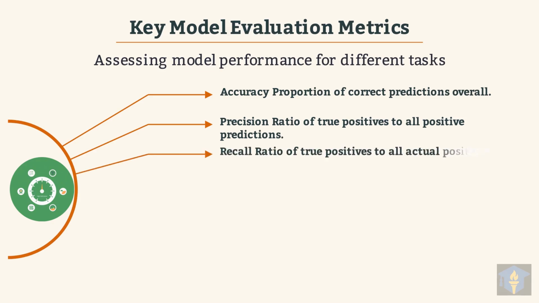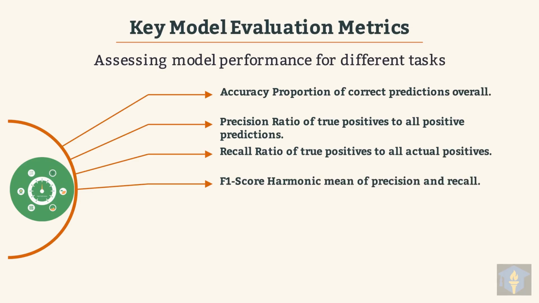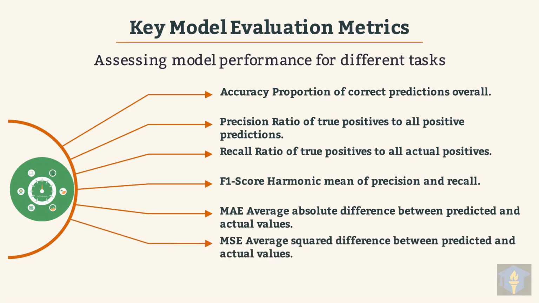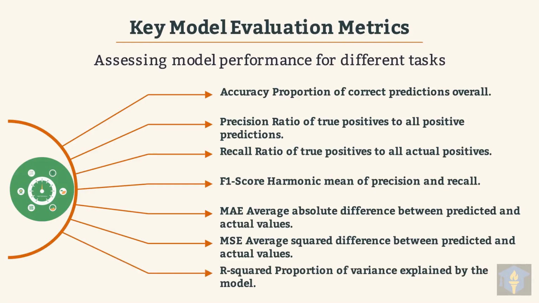Recall is the ratio of true positives to all actual positives, indicating how many actual positives were correctly identified. The F1 score is the harmonic mean of precision and recall, providing a balanced measure of performance. MAE, or mean absolute error, calculates the average absolute difference between predicted and actual values. MSE, or mean squared error, computes the average squared difference between predicted and actual values. R-squared represents the proportion of the variance in the dependent variable that your model explains.